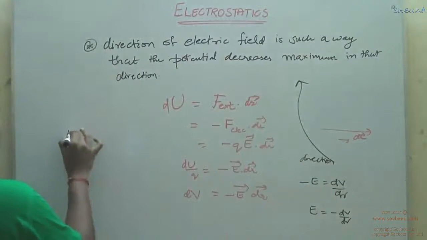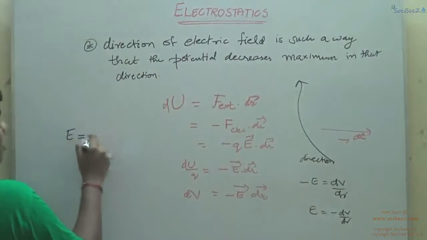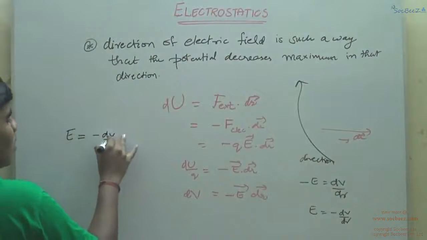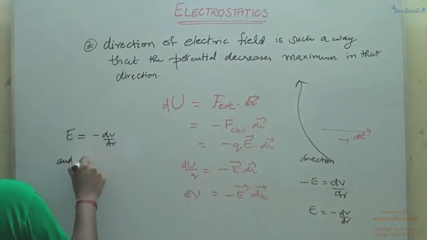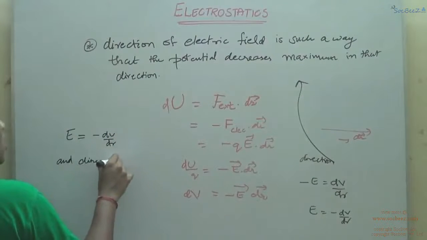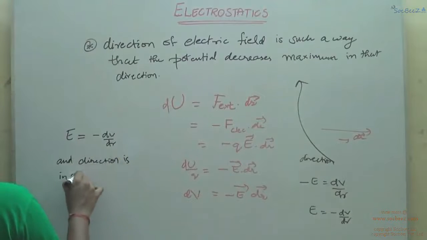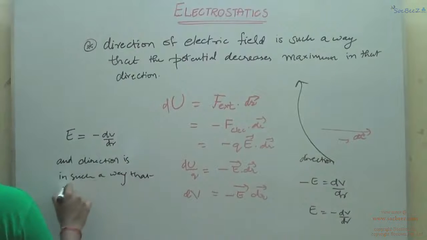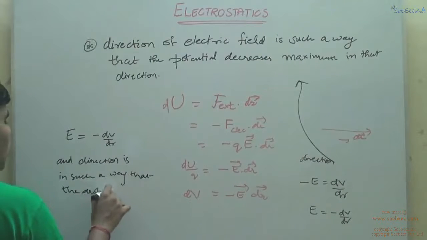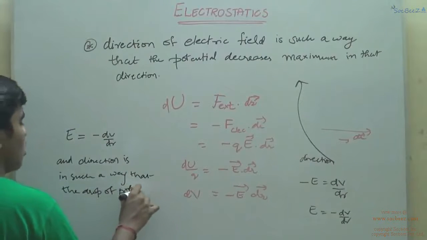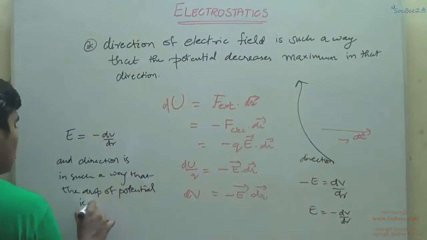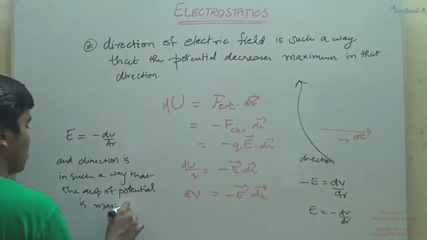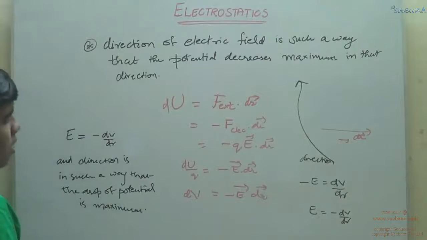So now what do we conclude about the electric field? Electric field's magnitude is equal to minus dV by dr, and direction is in such a way that the drop of potential is maximum. Okay, so now based on this particular point, let us solve a question.